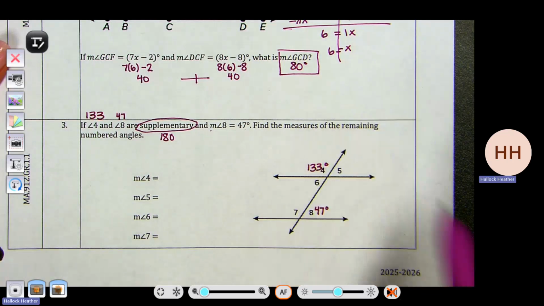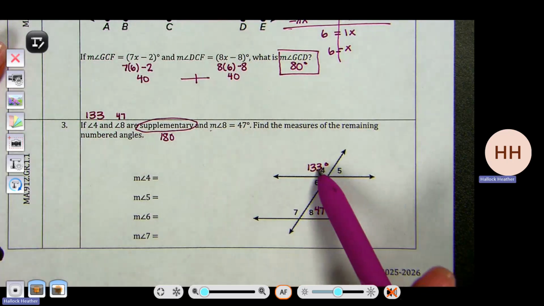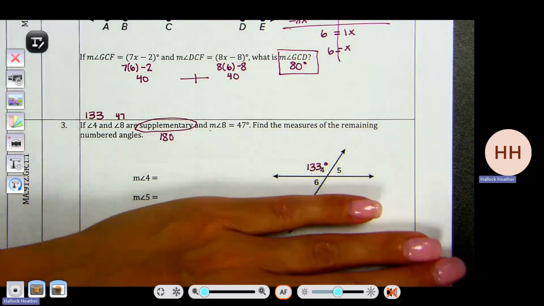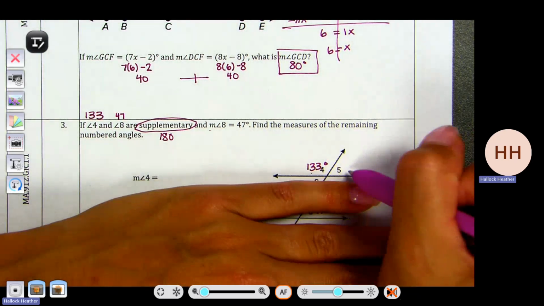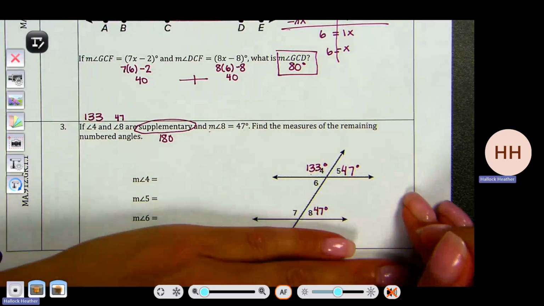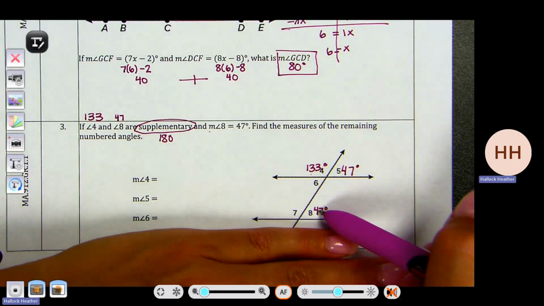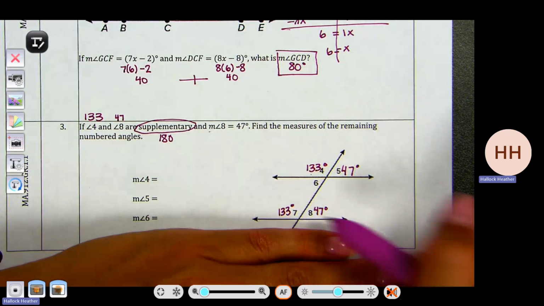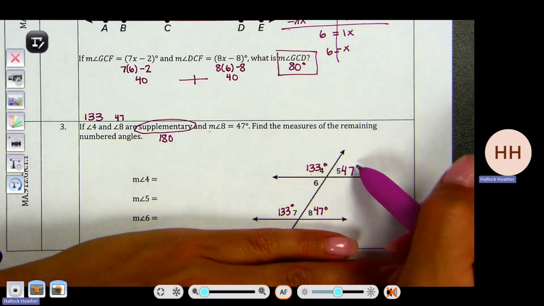And then this is really just like a big puzzle. If this is 133 next to it, because these are a linear pair, they're right next to each other, these need to add to make 180. So this is also 47. If I look down below, these add to make a straight line. This is 47. So this is also 133 because they're in the same spot, the same numbers.